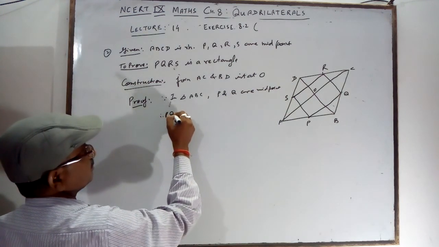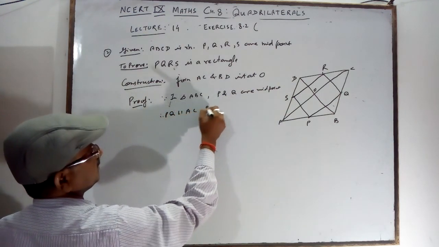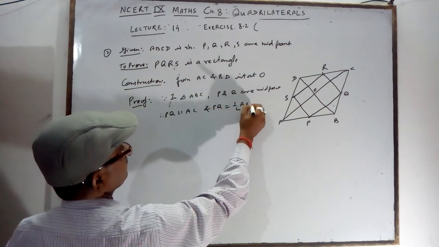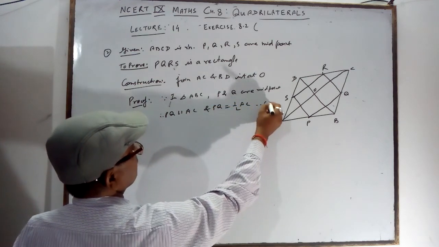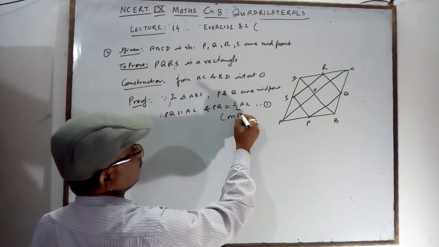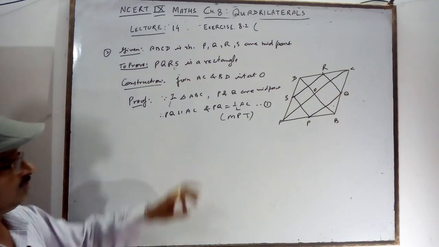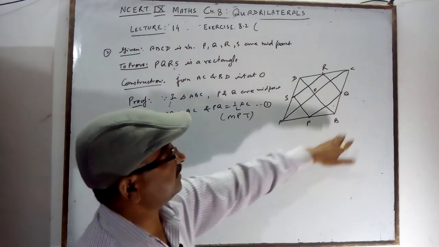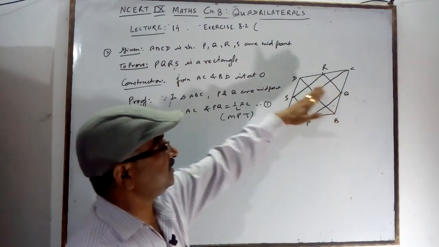So PQ is parallel to AC and PQ is equal to half of AC. This is the first, by the midpoint theorem: the line joining the midpoints of two sides is parallel to the third side and half of it. In triangle ABC, PQ is parallel to AC and PQ is half AC.